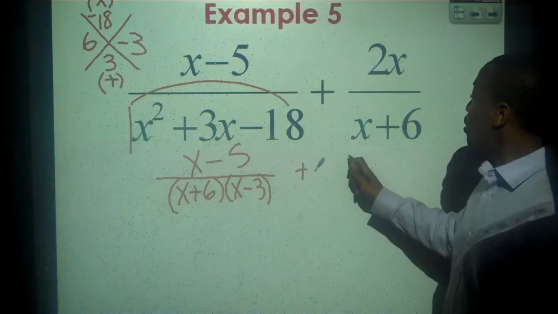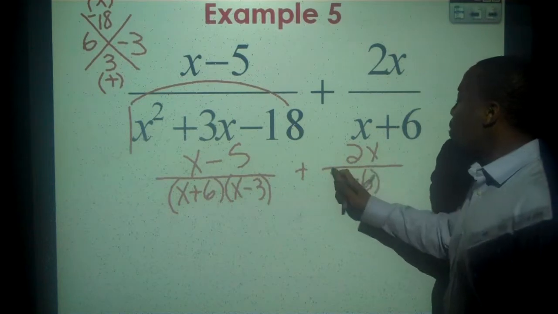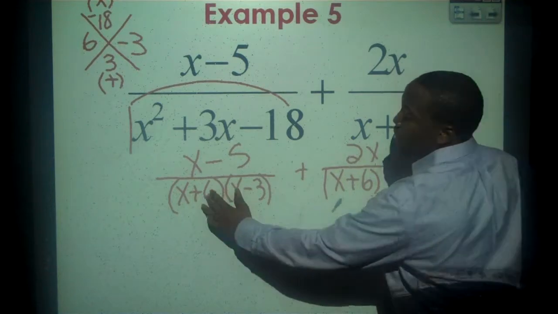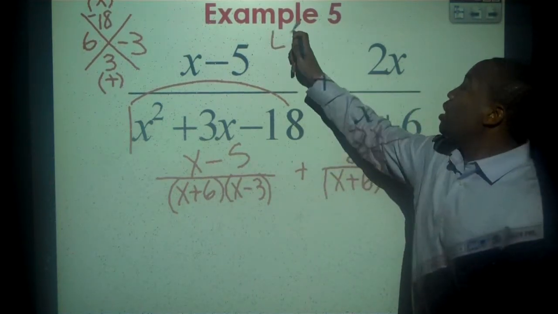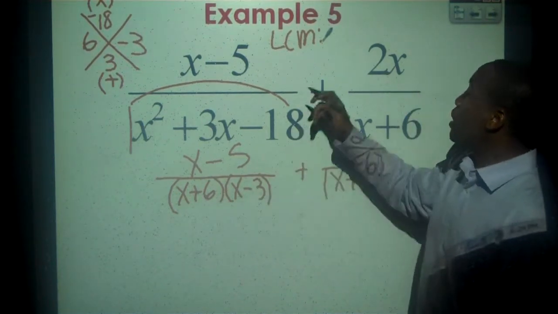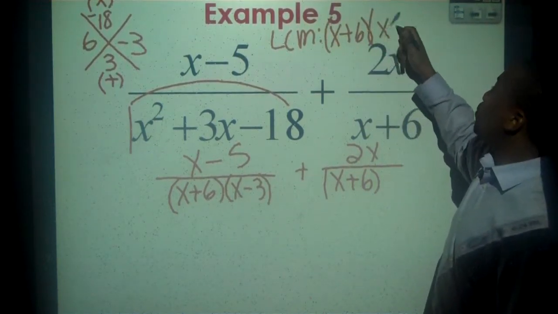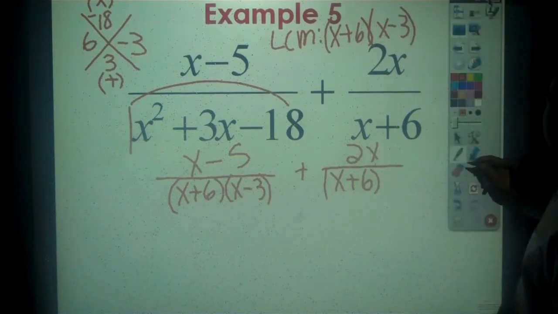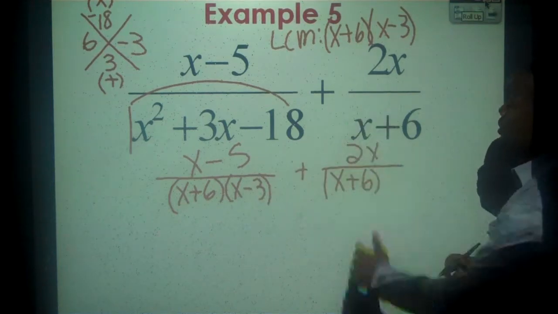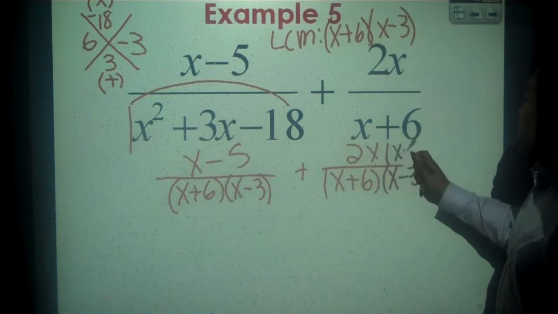And we plus 2x over x plus 6. Now this follows the same pattern that we learned in the previous example. The LCM of this right here would just be, what can both of these multiply up to? x plus 6 and x minus 3. So what I need to multiply by, I'm going to multiply by this side only, because this side already has the LCM that I need. So that would be x minus 3 and x minus 3.